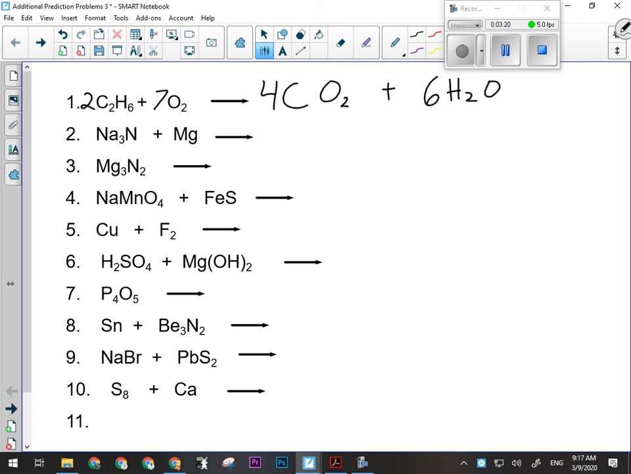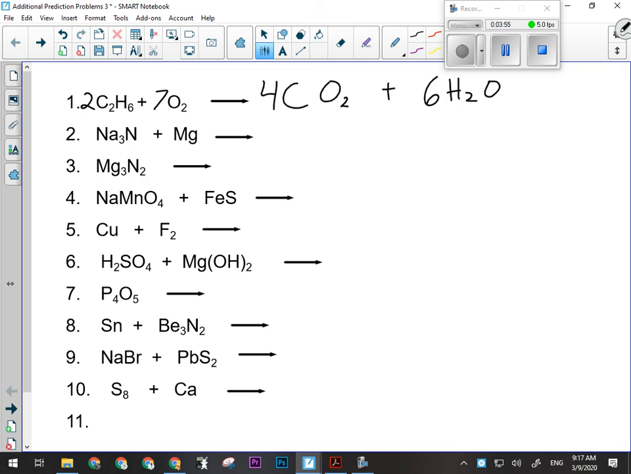In question number 2, I've got sodium nitride, which is an ionic compound because sodium's a metal and nitrogen's a non-metal. It's reacting with magnesium, which is sitting here just as an element. So what kind of reaction type are we looking at with ionic compound plus element? It's a single replacement reaction. Now I've got to follow my pattern. In a single replacement reaction, the element will replace the part of the ionic compound that is like it. Magnesium is a metal, so it's going to replace the sodium because sodium is acting as the metal in this ionic compound.